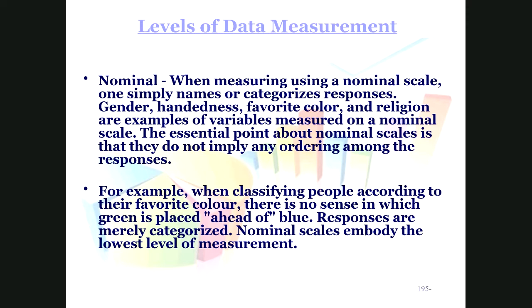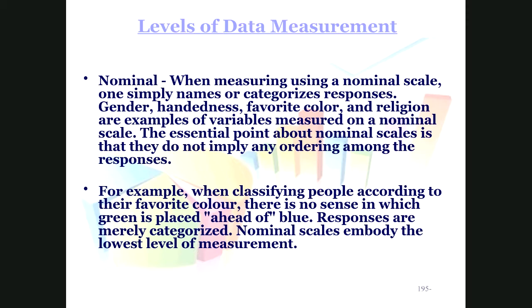So there are different levels of data measurement. And I assume did everybody cover this? The levels of measurement? Does this look familiar? Nominal, ordinal, interval, ratio? Okay, for those that haven't, the nominal level of measurement is you're measuring using a nominal scale. One simply names or categorizes responses. Gender, handedness, you're left-handed or right-handed, your favorite color, religion. There are examples of variables measured on a nominal scale.